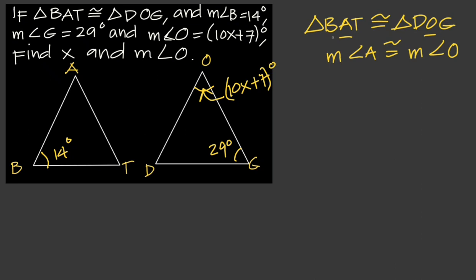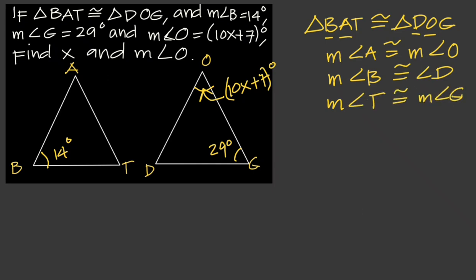Then angle B is also congruent to angle D. So the measure of angle B is congruent to angle D. And then the measure of angle T is congruent to the measure of angle G. So now we can just plug in all the values.